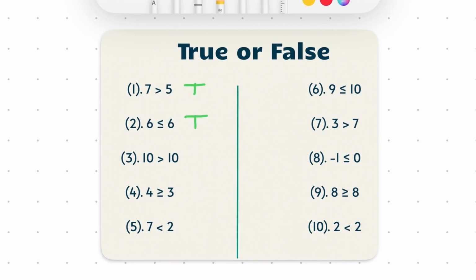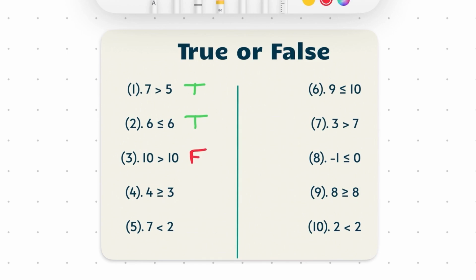The third one tells us that 10 is greater than 10. We know that this is false because greater does not include equal to. It only includes values that are strictly larger than the opposite side. So it could be things like 11, 12, 13, and so on. So number 3 is false.